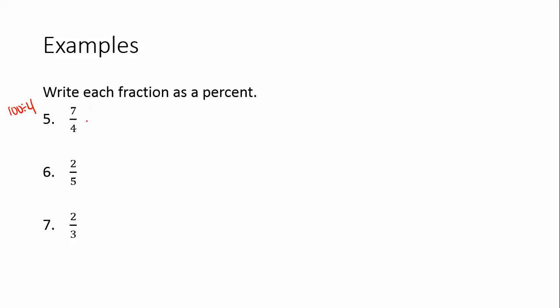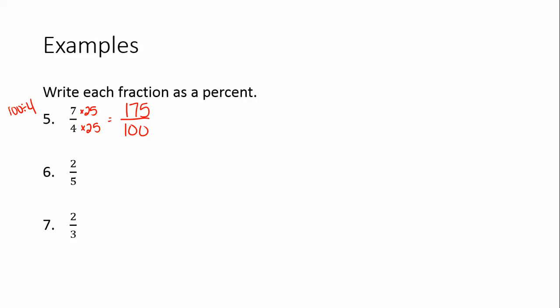So what we're going to do here is multiply the 4 by 25, because that will give us 100 on the bottom. Remember, we also need to do that on top. So you can use a calculator if you need. 7 times 25 is 175.